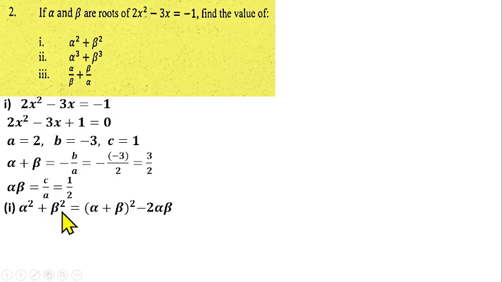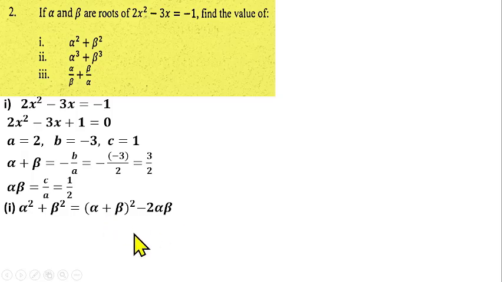If you expand alpha squared plus beta squared, that should give us alpha plus beta squared minus 2 alpha beta. Then we know the value of alpha plus beta, which is 3 over 2, and we know the value of alpha beta, that is 1 over 2.